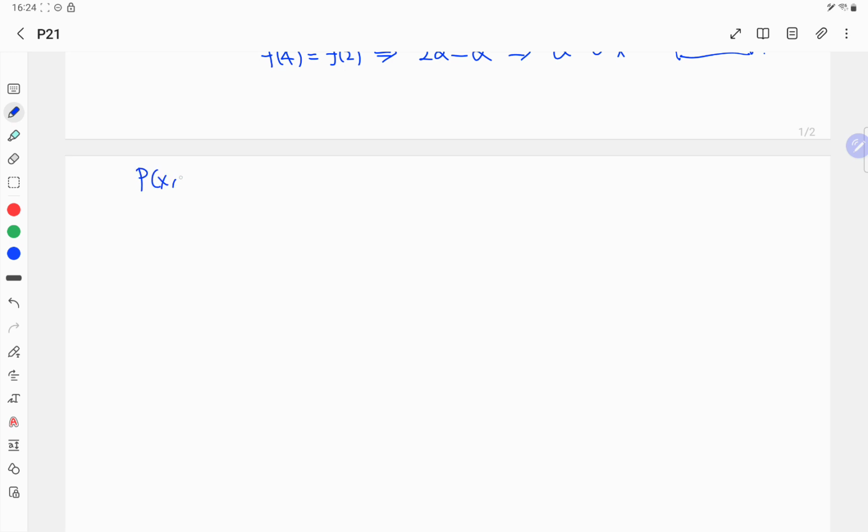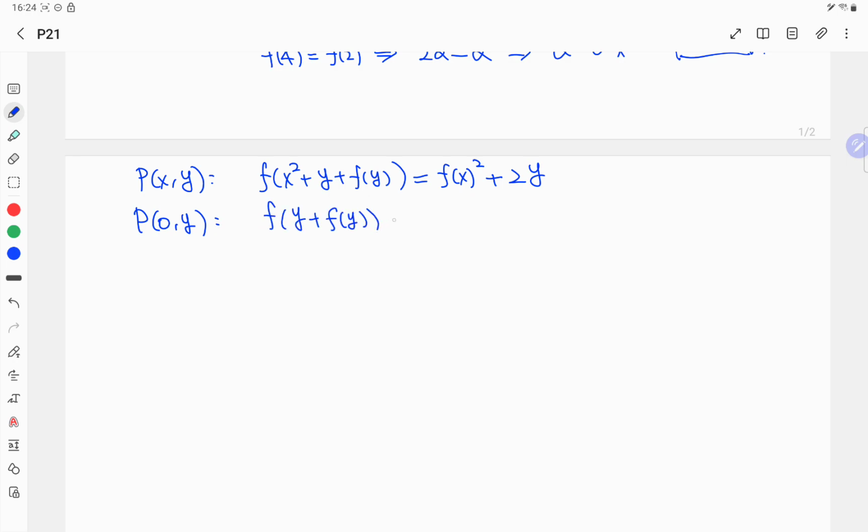Becomes P(x, y), which is f of x squared plus y plus f of y equals f of x quantity squared plus 2y. Here let's try to pick P(0, y). Okay, in such a way we have f of y plus f of y equals 2y.